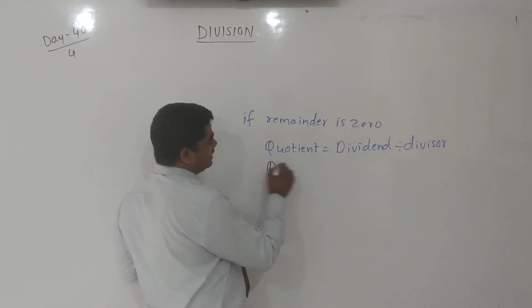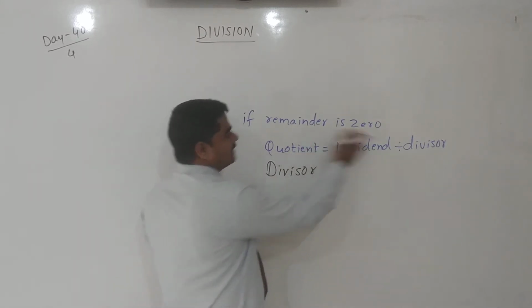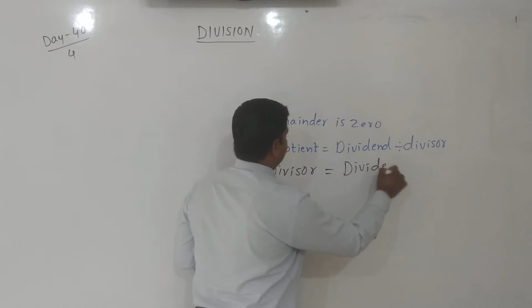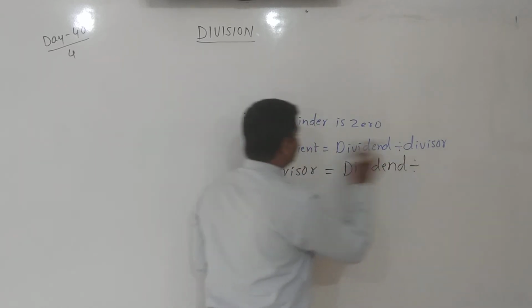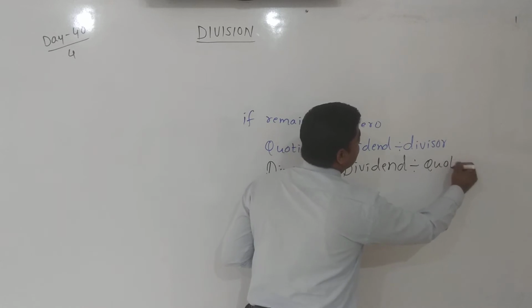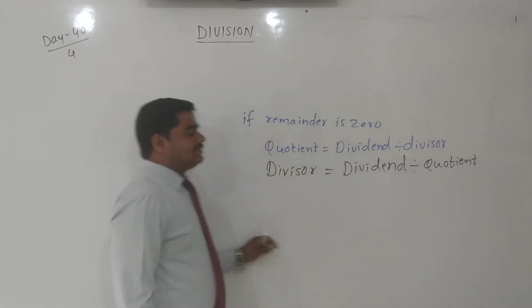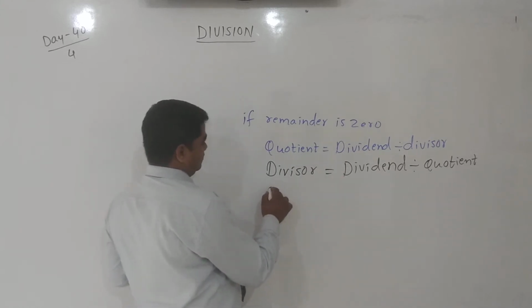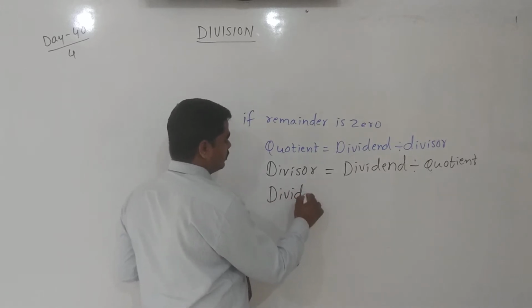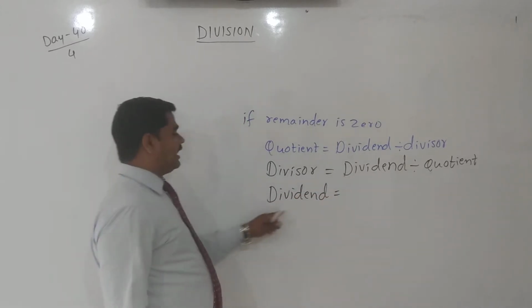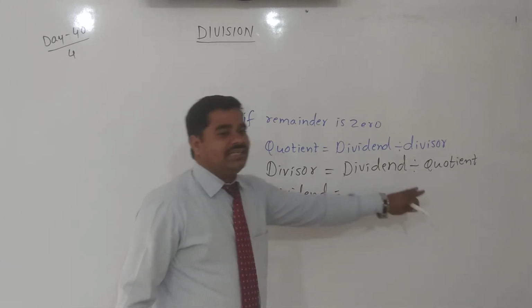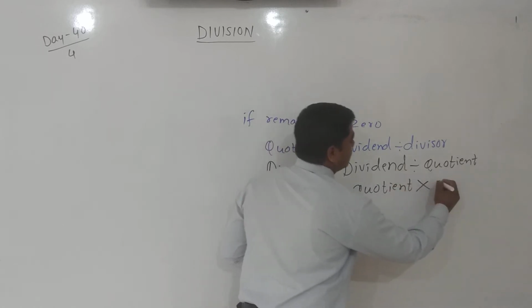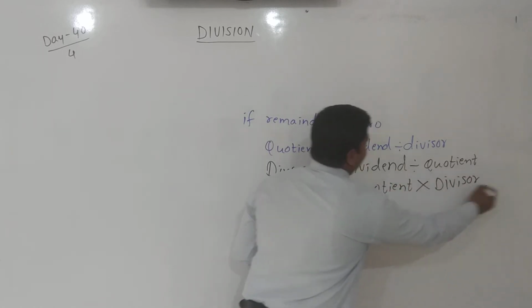And one more: divisor is equal to dividend divided by quotient. You can change quotient and divisor, then the dividend will be the same. Then one more: if the remainder is 0, and they give us the quotient and divisor and we want the dividend, we just multiply quotient into divisor. Then you will get the dividend.